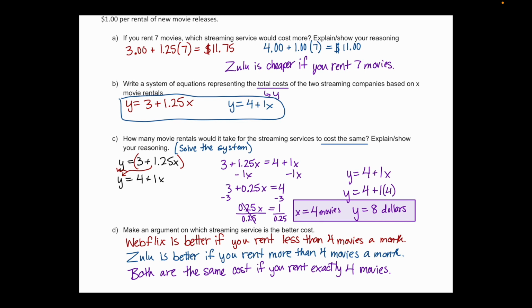Webflix is better if you rent less than 4 movies, and Zulu is better if you rent more than 4 movies. Somehow your answer should be based around that. You could make either argument, because maybe someone just likes to stream stuff and doesn't like to rent brand new release movies, or maybe you want to rent a bunch of the newest movies. So whichever argument is fine. I just wanted to include all aspects in my description.